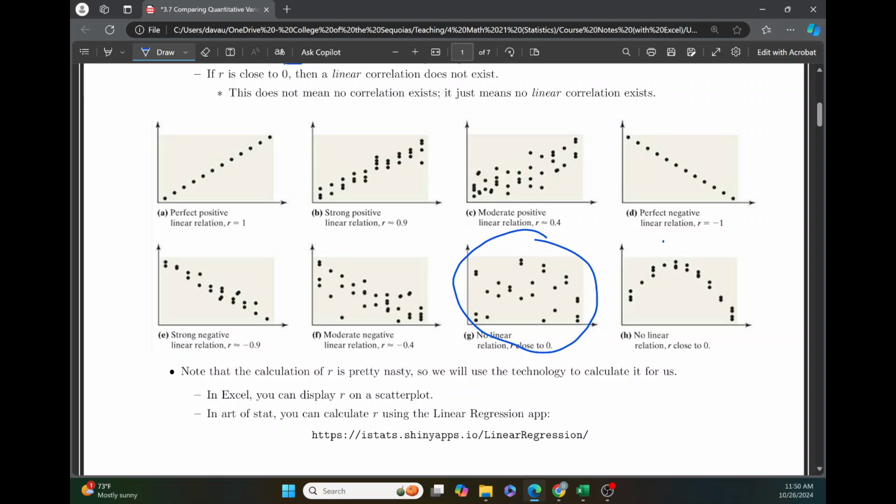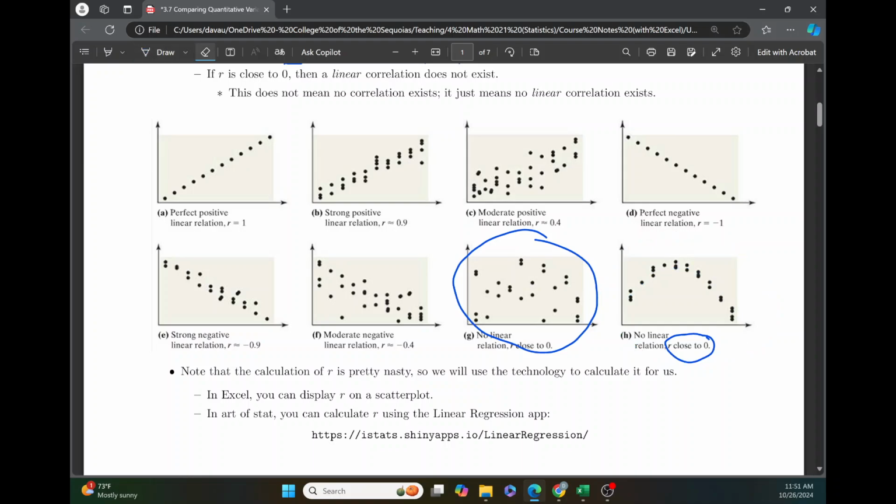For H, on the other hand, there seems to be a correlation, but it's just not linear. Okay, there is a pattern there. It's kind of like a U-shaped pattern, but it's not linear. And so R would still be close to 0 in the case of part H.